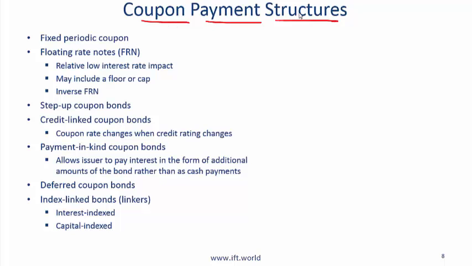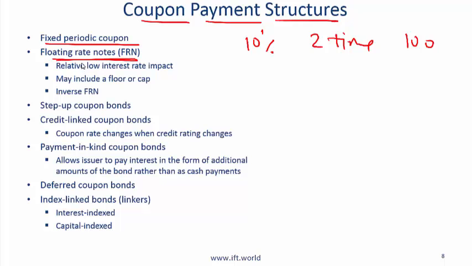Now we come to coupon payment structures. The most basic structure is a fixed period coupon, and this is largely what we've seen. If the fixed coupon is 10% paid 2 times per year and the face value is 100, then every 6 months a fixed coupon of 5% is made.